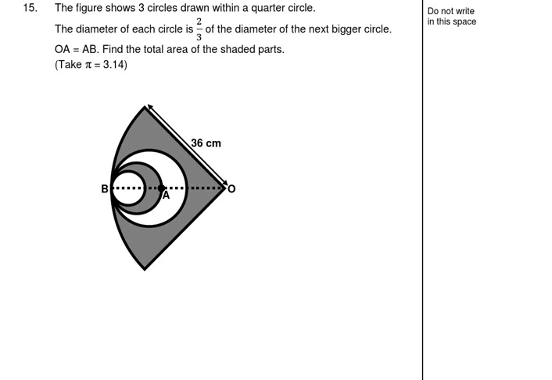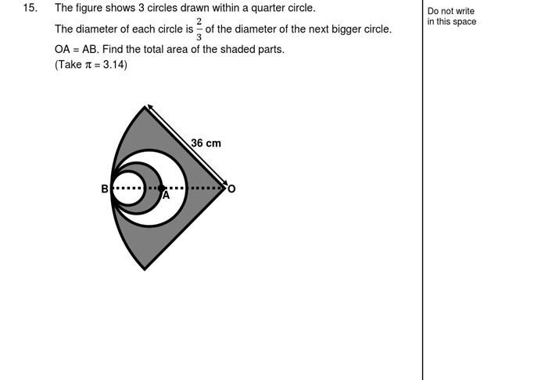Okay, for this question, you see a figure that shows 3 circles drawn within a quarter circle. So the quarter circle is here. And you have 3 circles. 1, 2, and the third one.